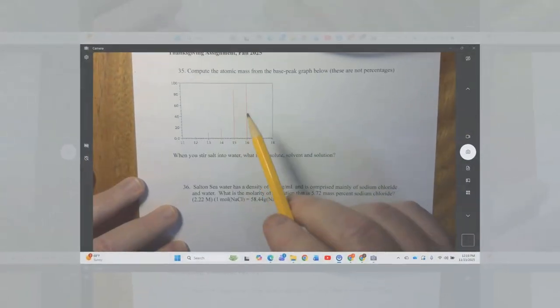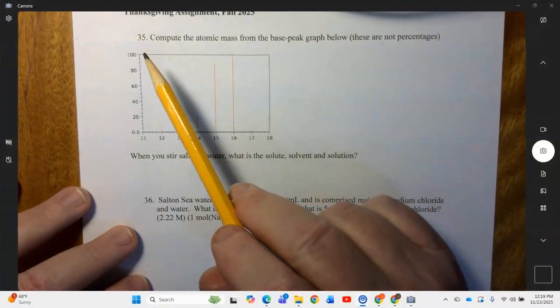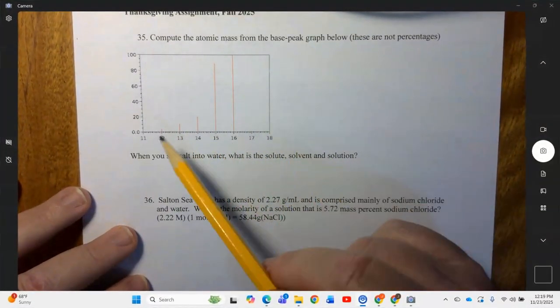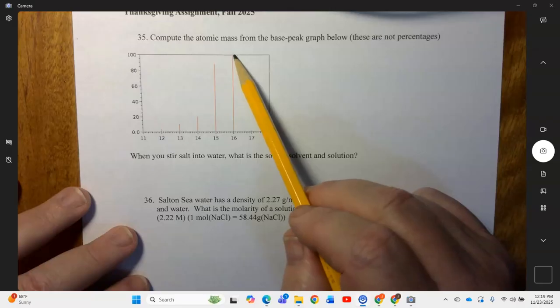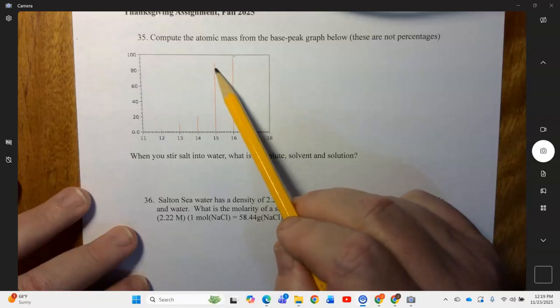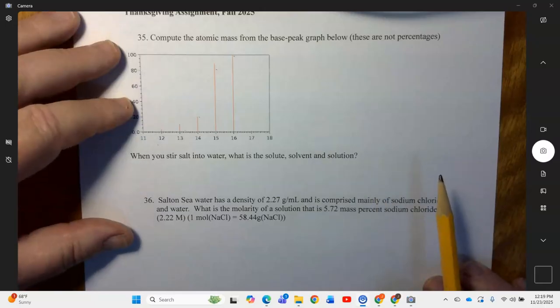Okay, this one is also a mass spectrometry, and it is a base peak. How do you know? Because the tallest line is 100. So these can't possibly be percentages because they'd have to add up to 100. This one's already 100. It just referenced 100 as the height of the highest one, and then everything else is set relative to 100 here, okay? So this just requires an extra step to do.